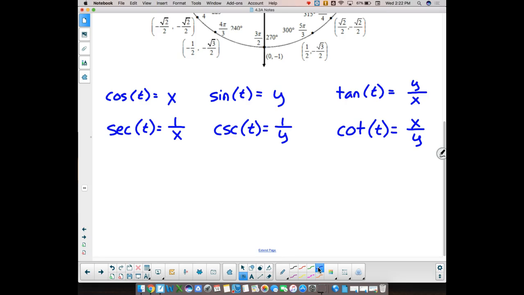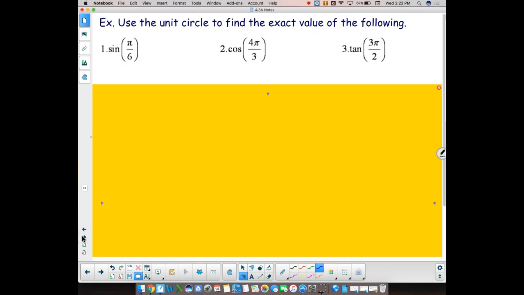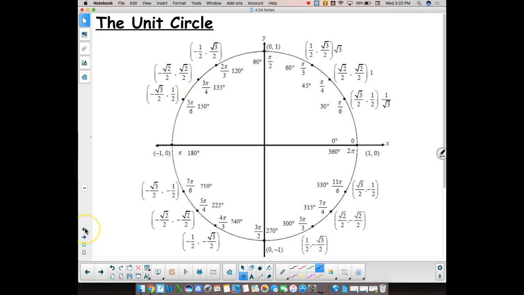So how we're going to use it today is, I'm going to give you the question, what is the value of the sine of pi over 6? And you're going to say to yourself, and then you're going to say, oh wait, ding, ding, ding, I've got a unit circle. Okay? And so what you're going to do is you're going to go to pi over 6. And pi over 6 is up here. Okay? So pi over 6 is right here. So you're going to go over here to pi over 6.